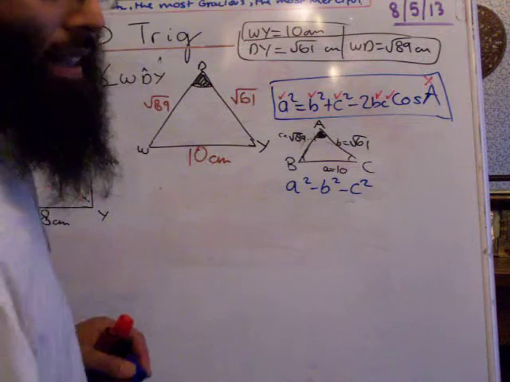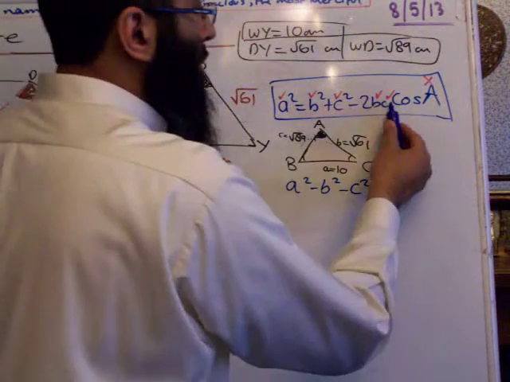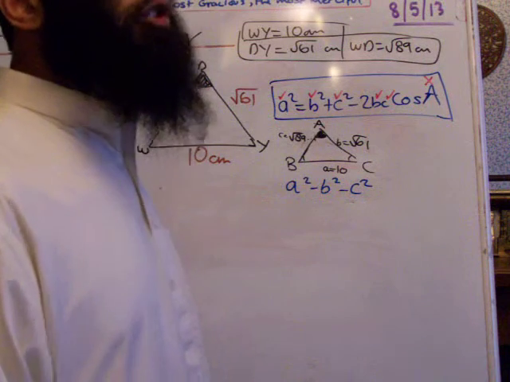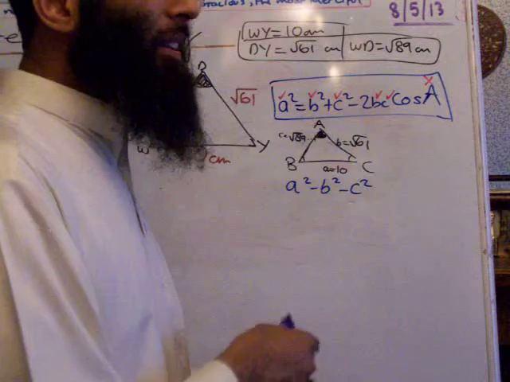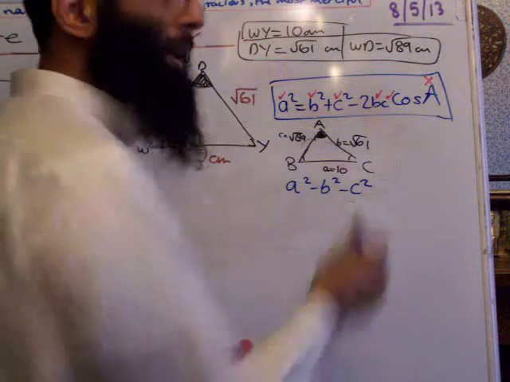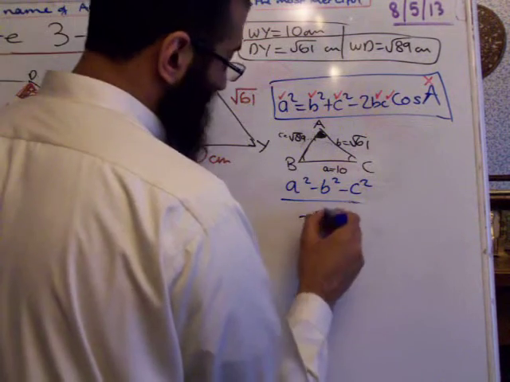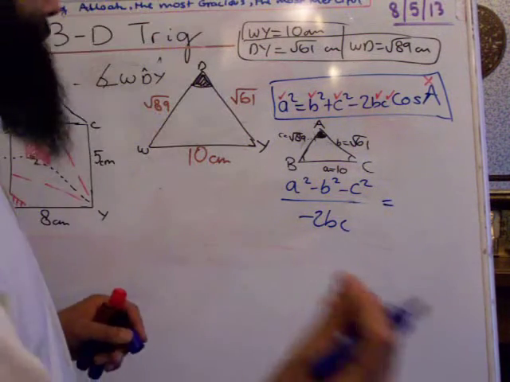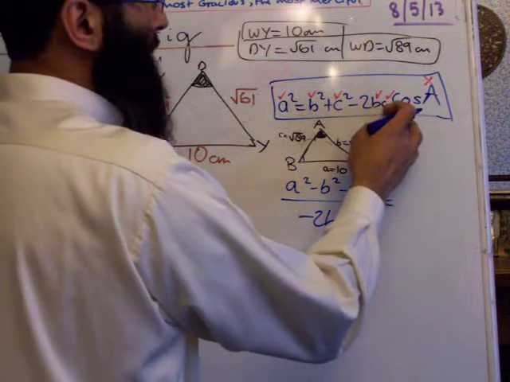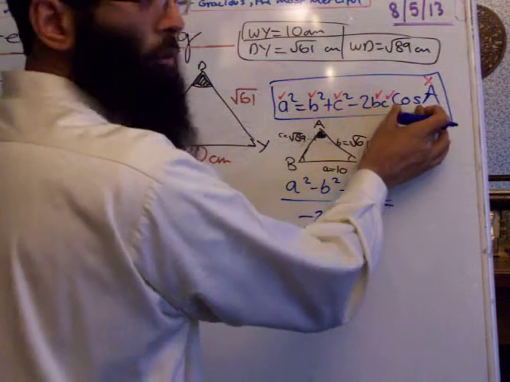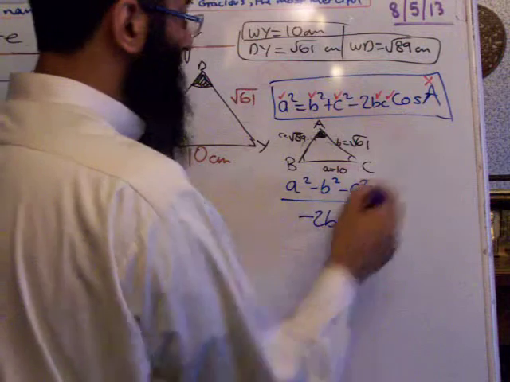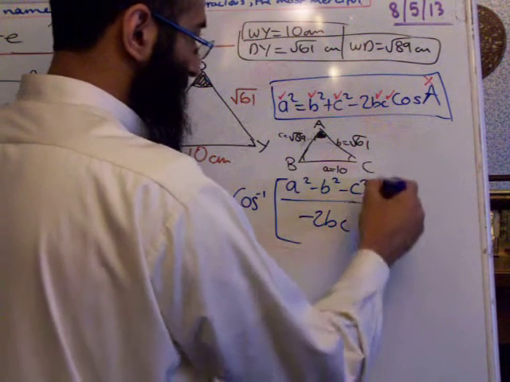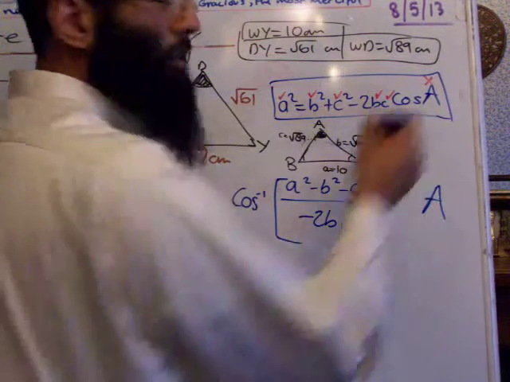Now, remember what we said last time: we are multiplying by minus 2bc. The opposite of multiplying by minus 2bc is to divide by minus 2bc. The minus does not get changed, just the multiplying gets changed. Divide by minus 2bc, correct. You do a bracket, and then we have all this equal to cos A. So we now need to move the cos over. The opposite of cos is cos minus 1, and that gives you A.